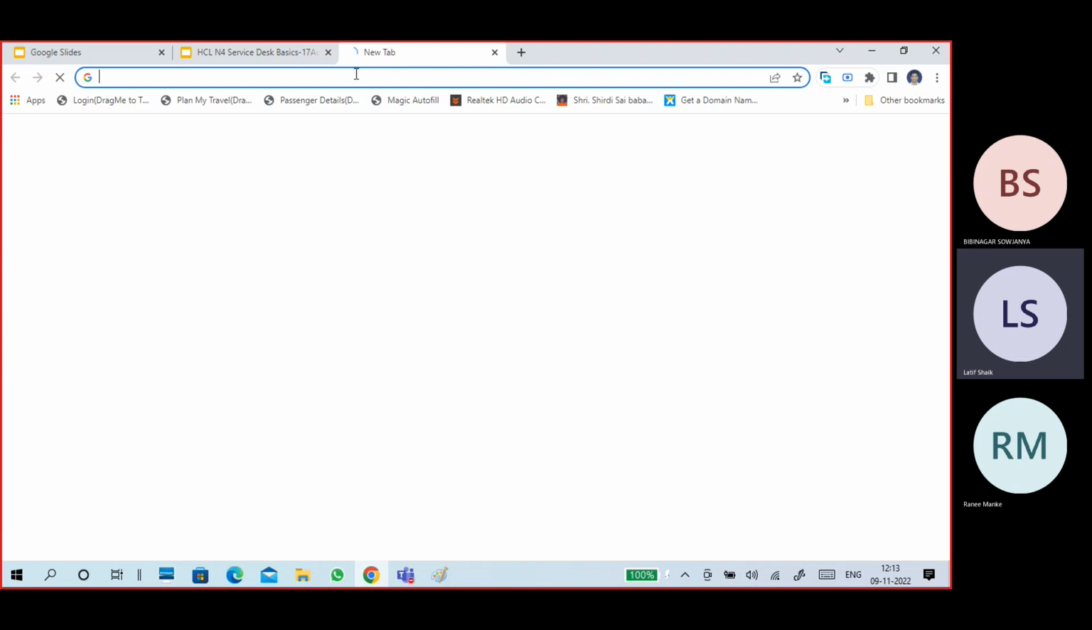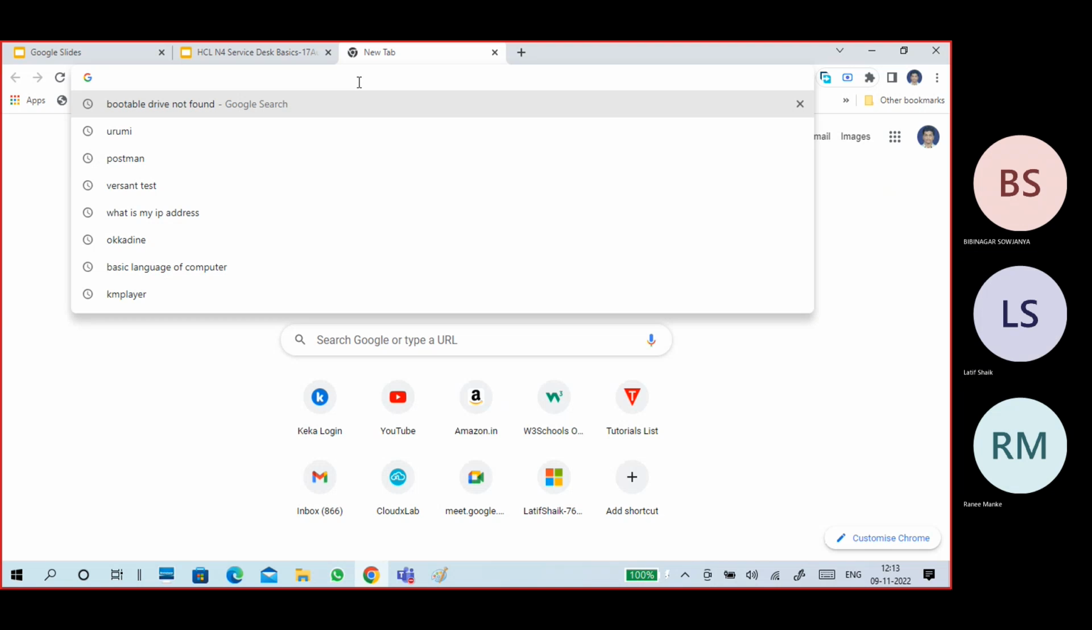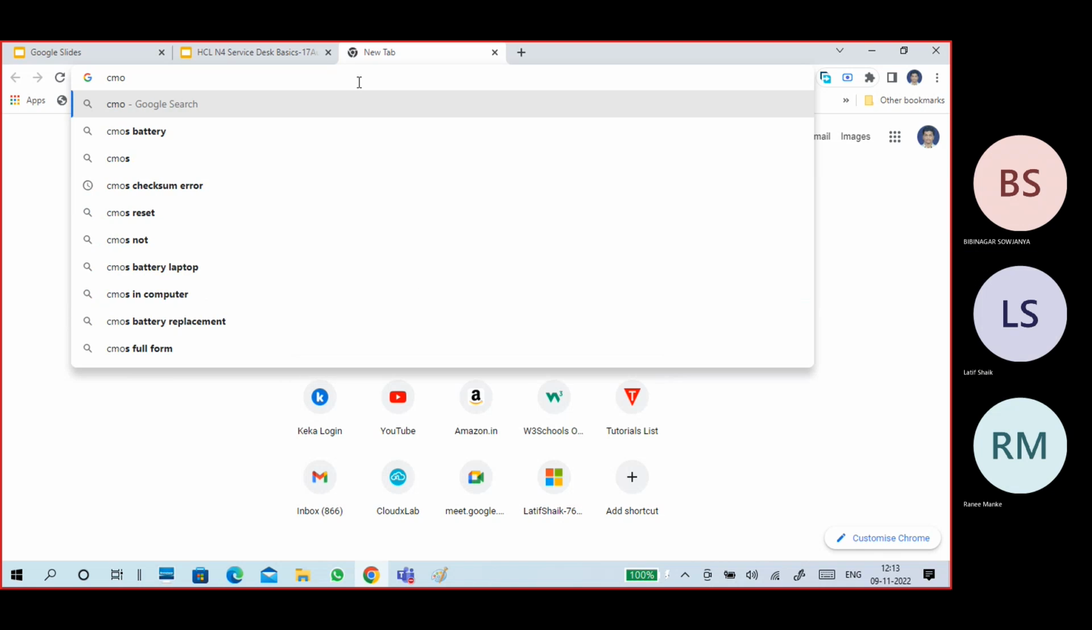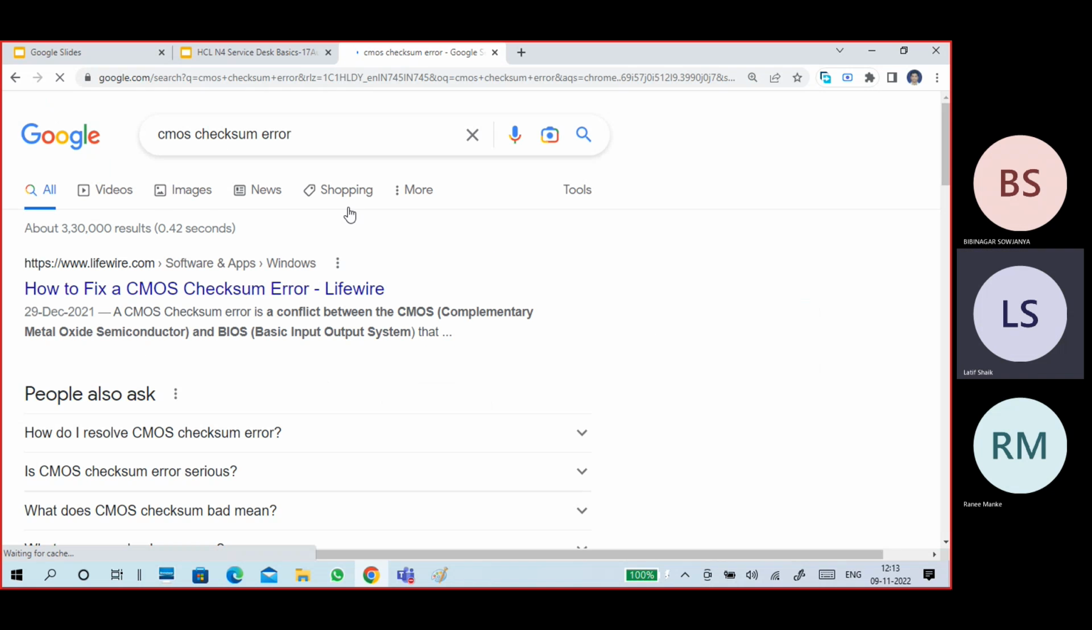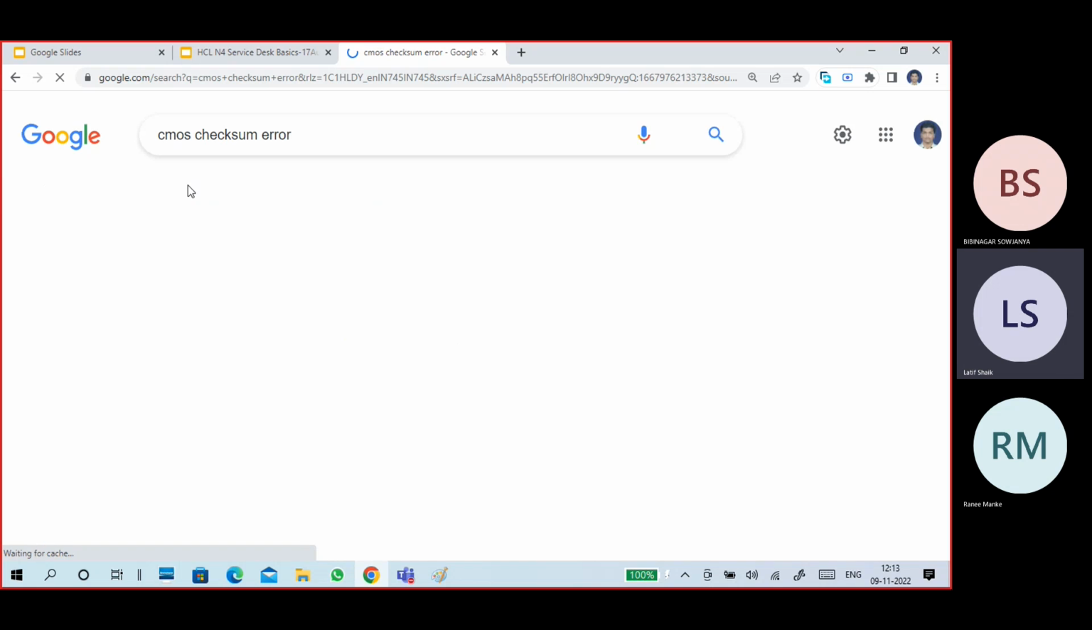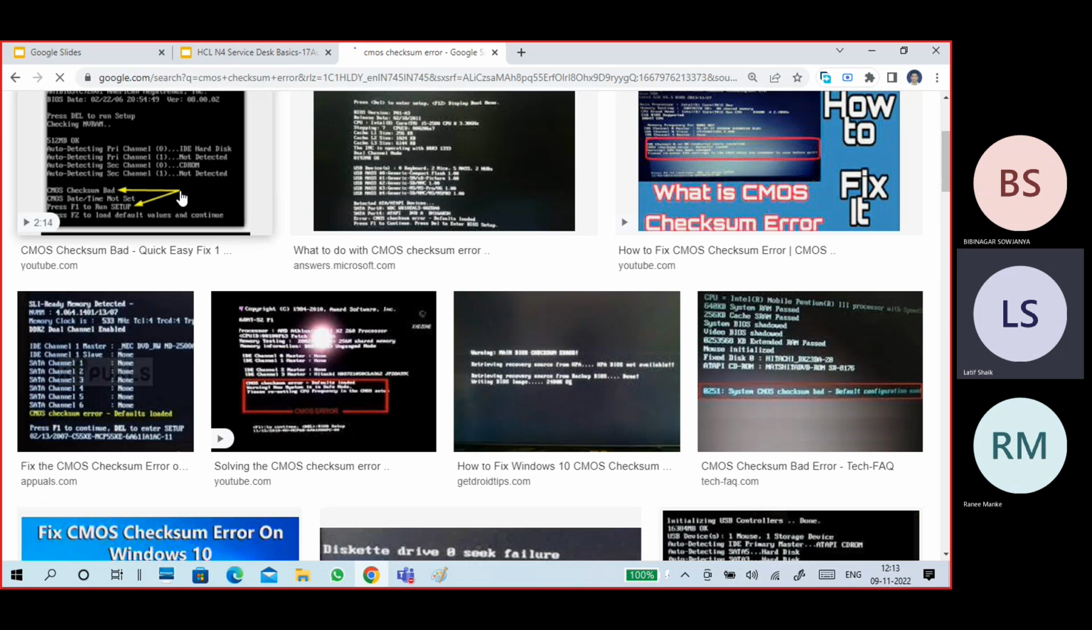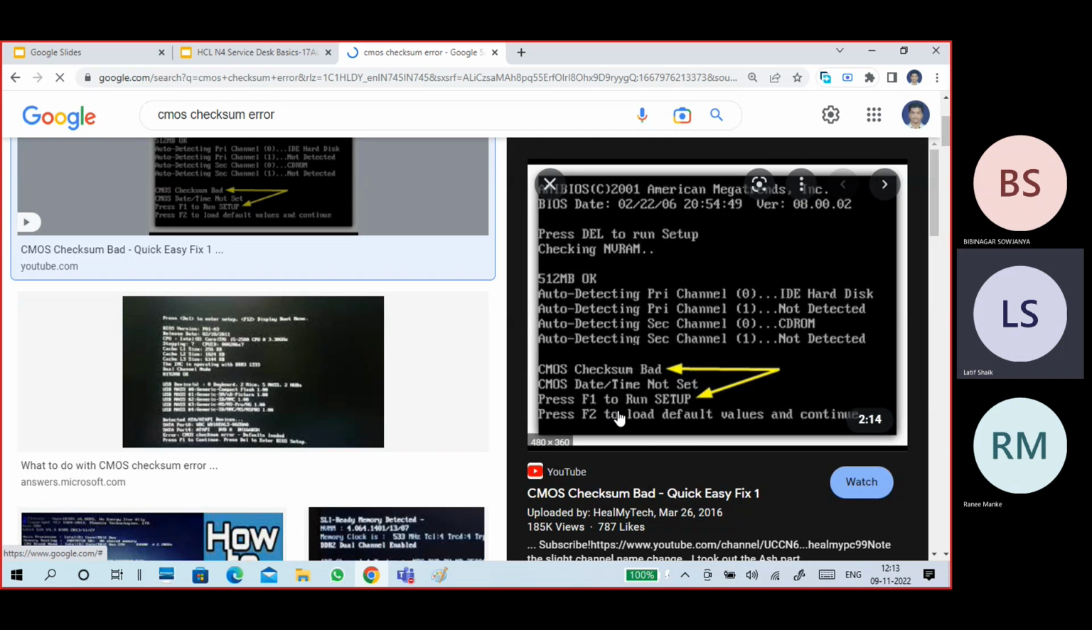One more I will tell. When I start my computer, I am getting this. These are the old computers I have in Pune. When we power on the computer, it shows a CMOS checksum error. See this? This kind of error it is showing. CMOS checksum error. So what is this?